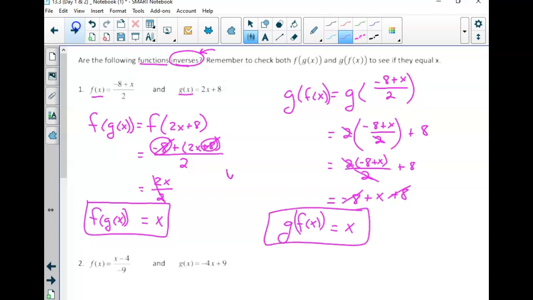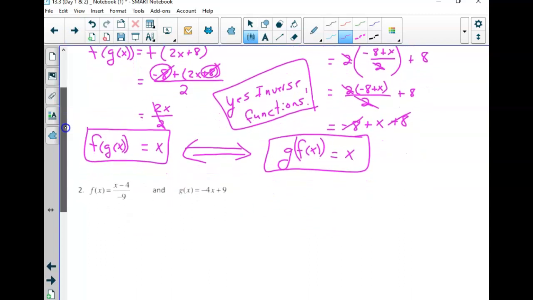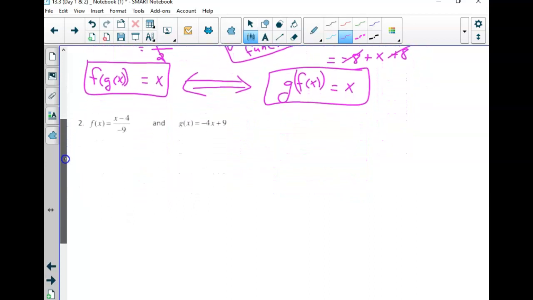So yes, inverse functions. Yes, they are inverse functions because both of these are true. One of them can't be true. They both have to be true for this. This is an algebraic justification of whether two functions are inverse functions of each other.